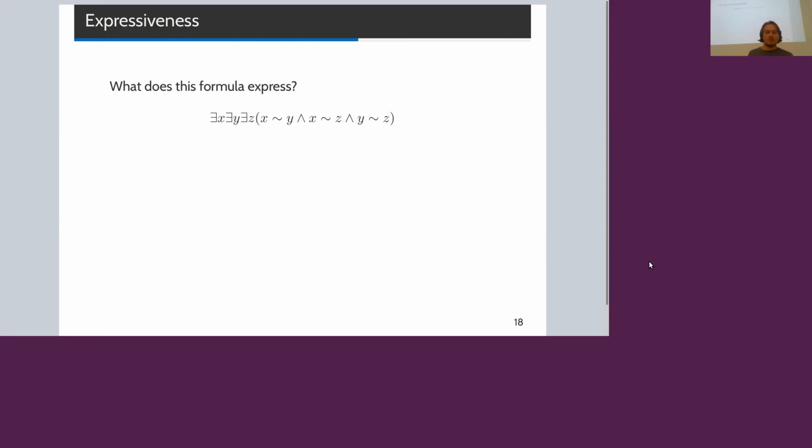So who can say what this formula here expresses? Yep. There exists a triangle in the graph. Yeah, there exists a triangle. So these kind of formulas are read in the way there exists a vertex x, y, and z, and then x should be adjacent to y, x should be adjacent to z, y should be adjacent to z. So that's exactly a triangle.